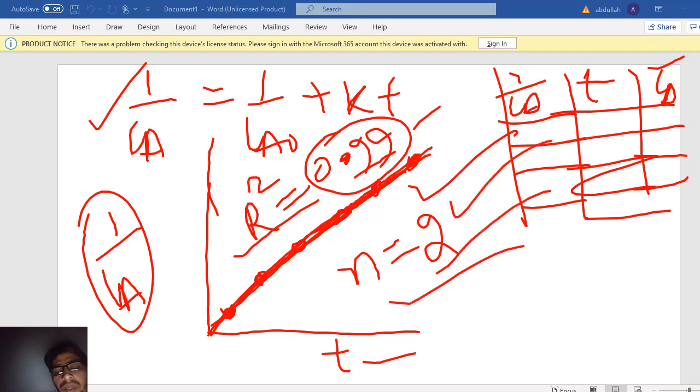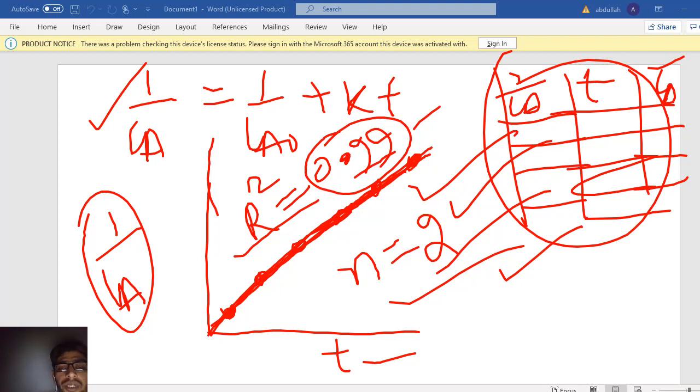So we will use the experimental data, the experimental table, and we will fit our data to the zero order, first order and second order reactions.